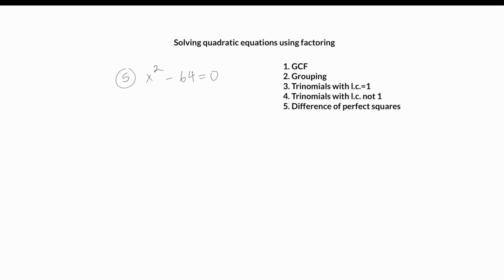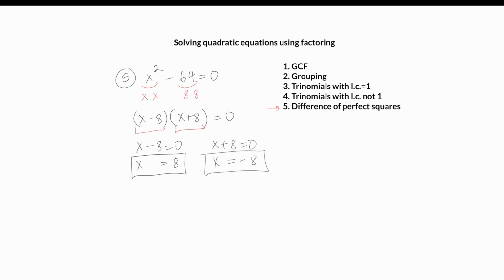Now, this is factorable using the difference of 2 perfect squares. This x squared is x and 64 is 8 and 8. And if that's the case, we can break it down into x minus 8 and x plus 8, and it's still equal to 0. From here on, the same story. We take x minus 8 and x plus 8 and set equal to 0 separately. So from the first one, x is 8, and from the second one, x is negative 8, and you're done.